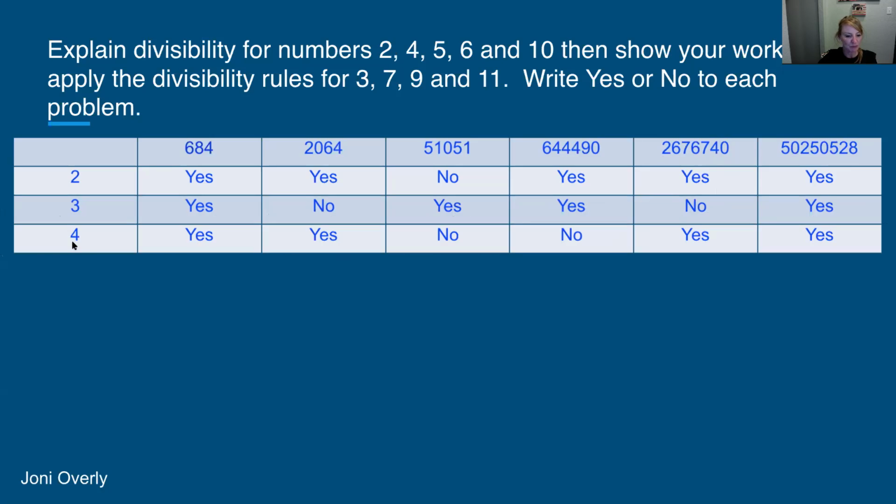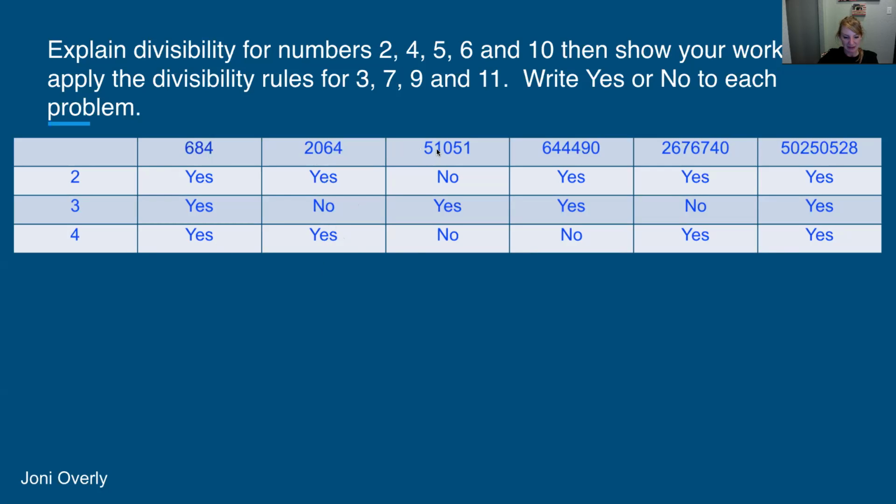Okay, so with our number 4. To check whether a number is divisible by 4, we're going to simply check to see if the last 2 digits are divisible by 4. So for example, 84 is divisible by 4. So yes, it's going to be. Next, 64 is divisible by 4 because 4 divides into 64.